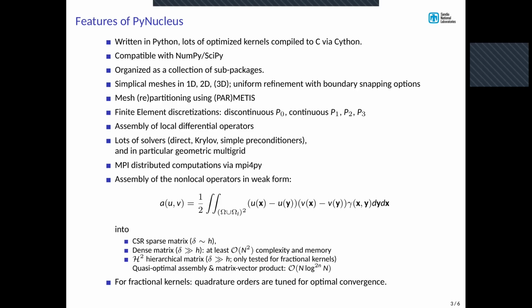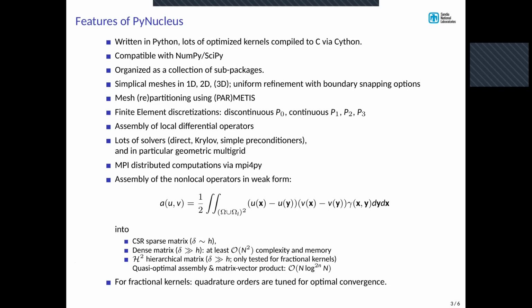So if you think about the dense matrix, you'll have at least order n squared complexity for something as simple as a matrix vector product, or even in memory. As an alternative to this, we also provide hierarchical matrices. In a nutshell, what it does is apply an approximation to matrix blocks that are on the off-diagonals. By doing that, you obtain a quasi-optimal complexity for both the assembly and the matrix vector product. So it scales more like order n log n.